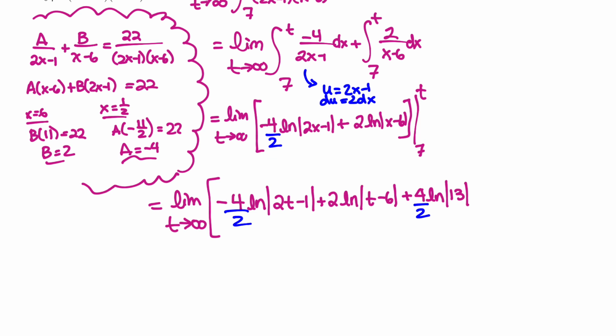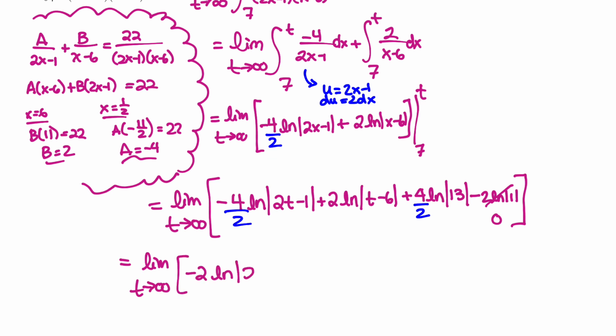So now I've got minus 2 ln of 1. That's 0. So this is the limit as t goes to infinity of minus 2 natural log of 2t minus 1 plus 2 natural log of t minus 6 plus 2 natural log of 13. And please verify, am I good there? You guys good? Are we good? Did you get an answer there?